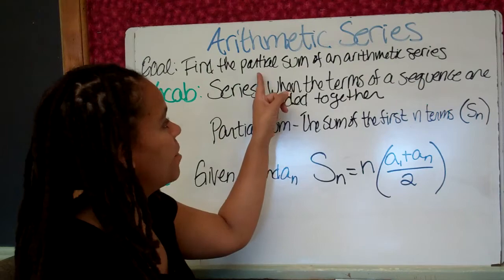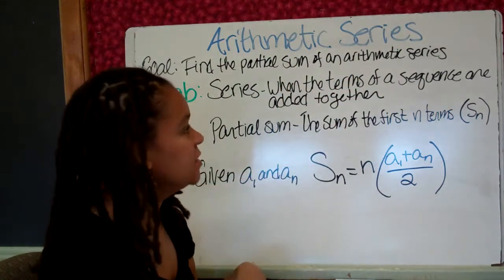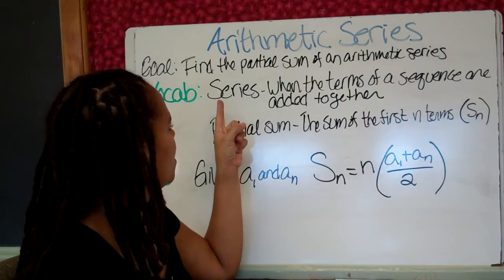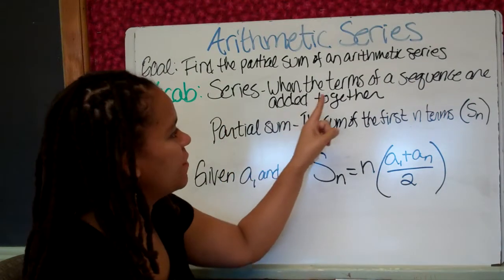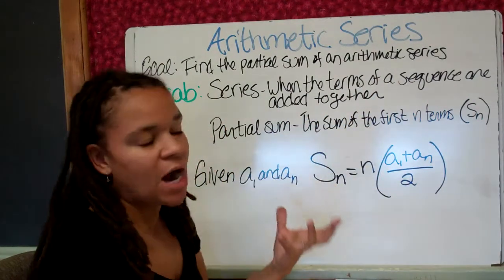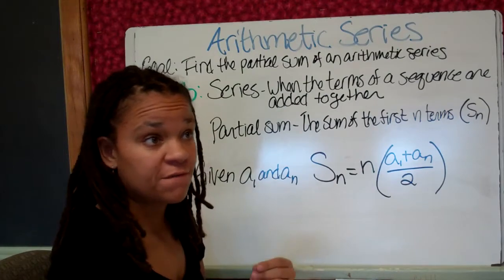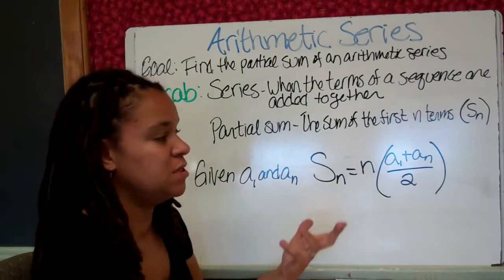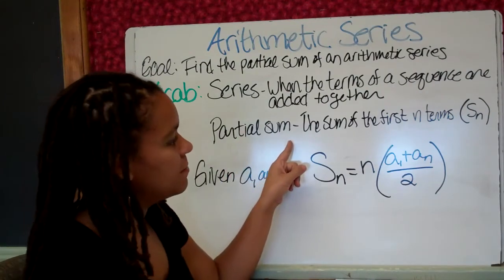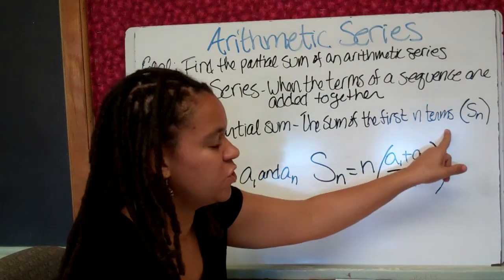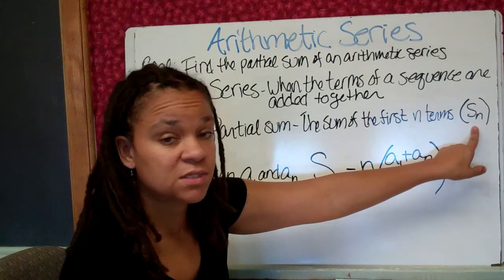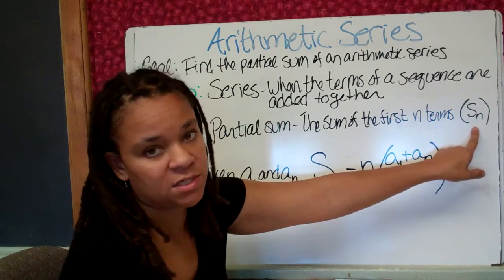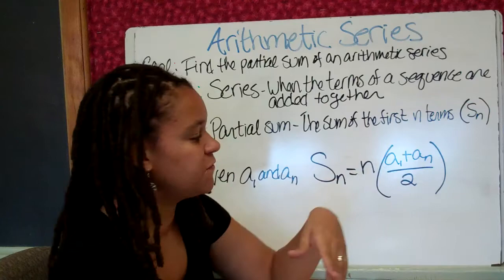Our goal is to find the partial sum of an arithmetic series. The vocab here, series, is when the terms of a sequence are added together. So we're going to be looking for the first however many terms, maybe add up the first 5 terms, or 6 terms, or 10 terms. A partial sum is the sum of the first n terms. That's what we're going to be looking for. Sometimes we may not want to add up all the numbers in a sequence, maybe just the first few.